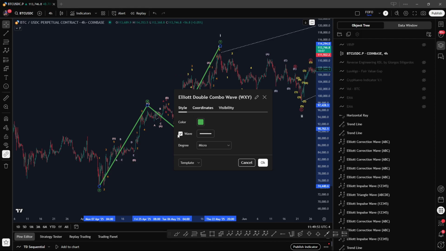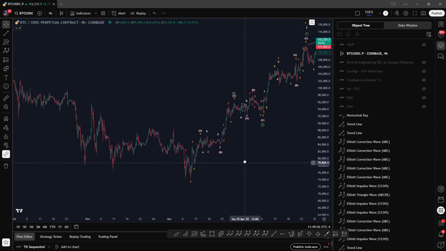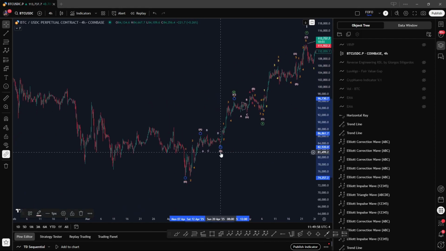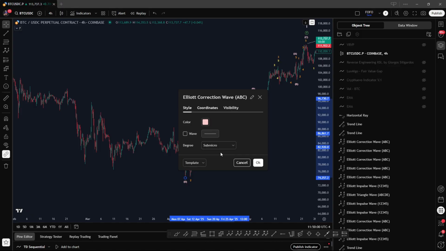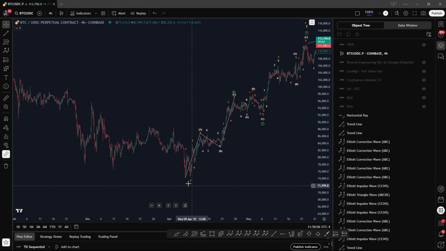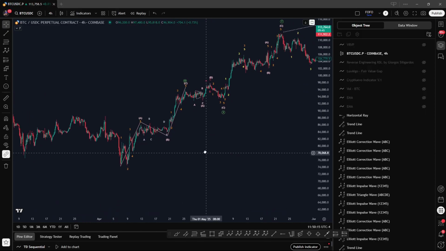So we can look at just the first W here, in the highest degree in just the W. Remember, the W wave must, by rule, be a simple zigzag, 5, 3, 5. Cannot be a double zigzag. You can't have a WXY as a W. The book is very clear on that. Okay? You can only have a simple zigzag as a W.